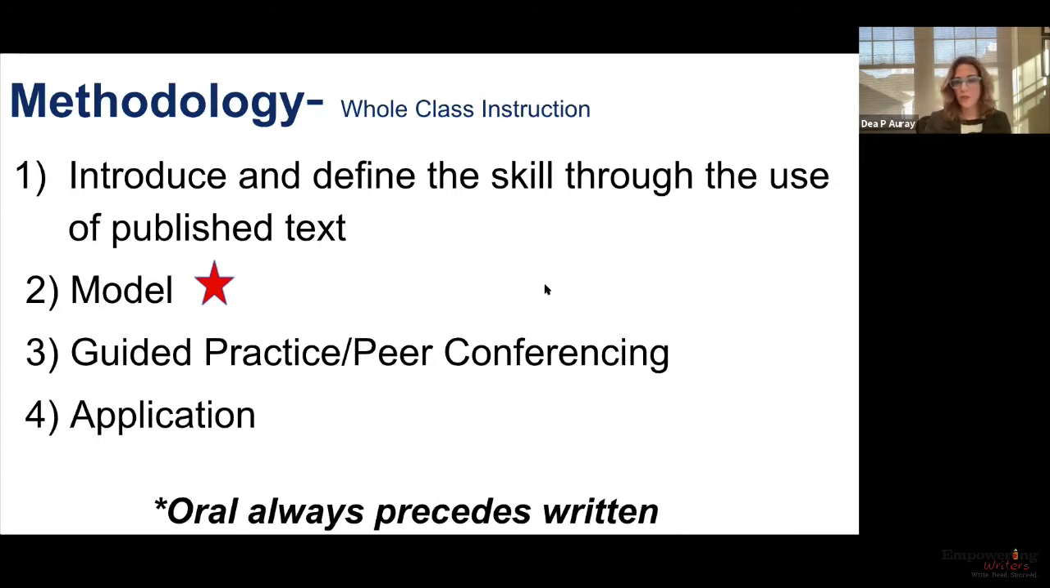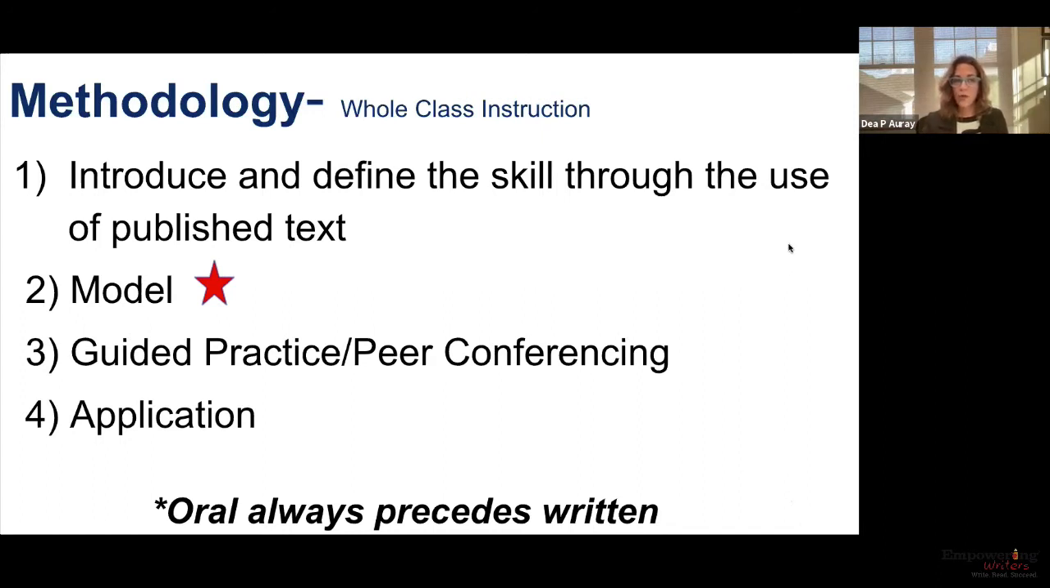So here we have our methodology. Anybody who uses Empowering Writers is familiar with our methodology. This means that all of our instruction is set up that way. We do it every single time: whole class instruction, so all of our students are hearing the same thing. This is all about common language and assured experiences.